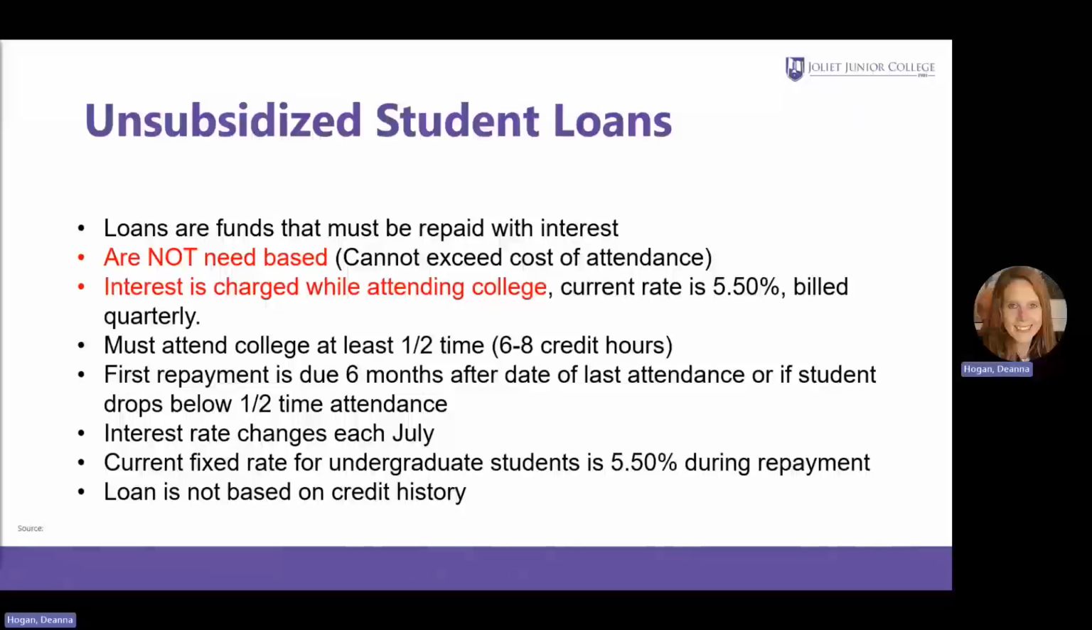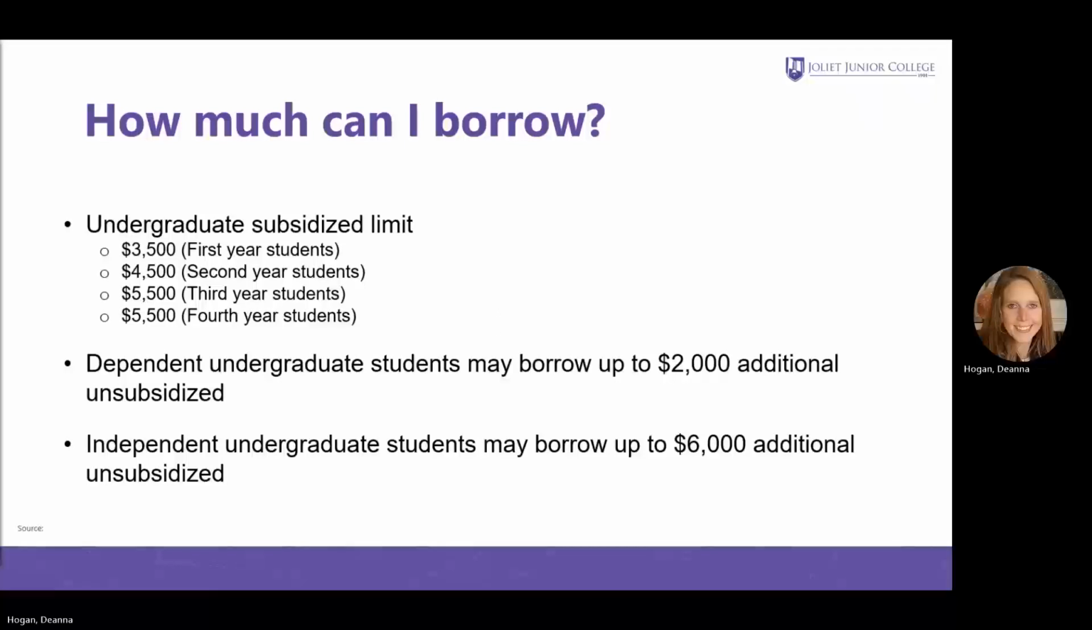Unsubsidized loans are very similar to subsidized loans, so I will only point out the major differences. Unsubsidized loans are not need-based, and interest on the loans is charged to the student while they are attending college. There are limits of how much a student can borrow each year and in each category of unsubsidized and subsidized. These limits are consistent no matter which school a student chooses to attend because these are the annual federal limits.